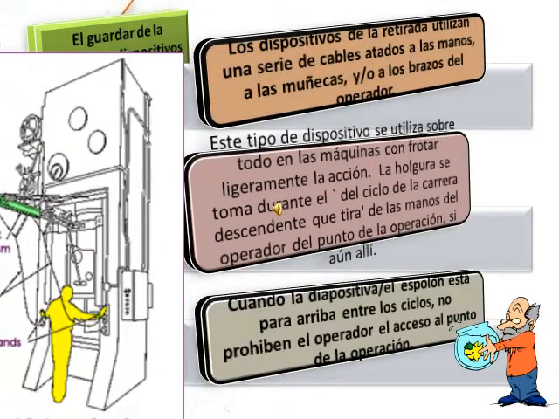Machine guarding pullback devices utilize a series of cables attached to the operator's hands, wrists, and/or arms. This type of device is primarily used on machines with a stroking action. Slack is taken up during the down cycle, pulling the operator's hands from the point of operation if still there. When the slide ram is up between cycles, the operator is allowed to access the point of operation.